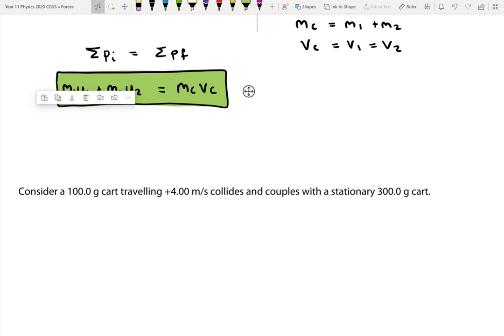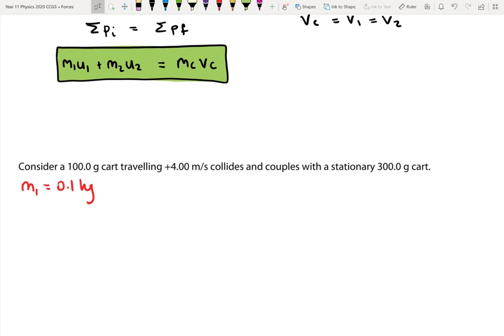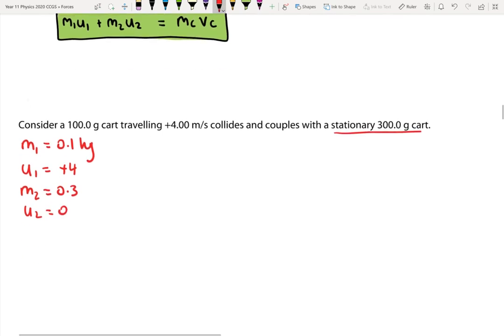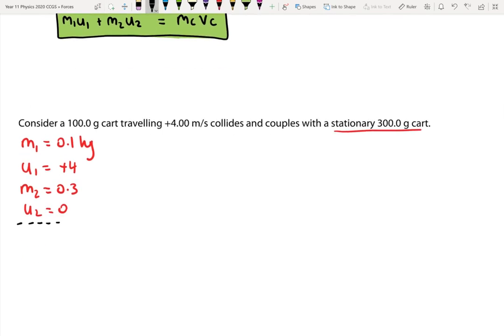So, consider it. M1 equals 0.1 kilograms, initially travelling at plus 4. We had a stationary cart, so M2 equals 0.3, U2 equals 0. After the collision, we've got VC equals question mark, MC equals 0.4. All right, so once they combine, you add the masses together.